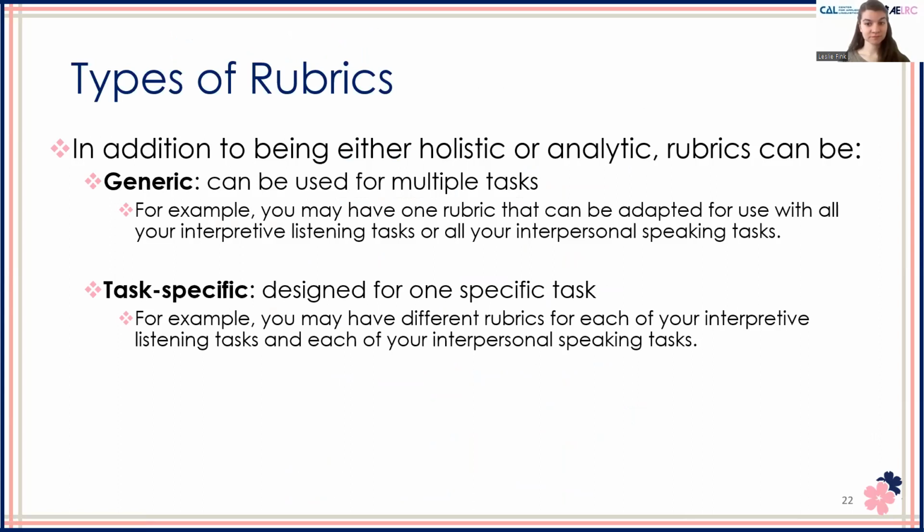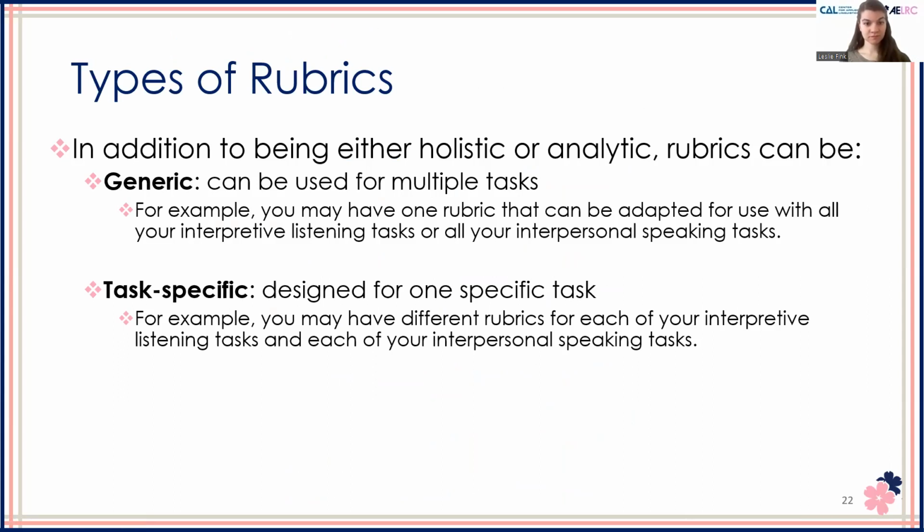Now let's talk about 2 more types of rubrics. So in addition to being holistic or analytic, rubrics can also be generic or task specific. So a generic rubric can be used for multiple tasks. For example, you may have one rubric that can be adapted for use with all your interpretive listening tasks or all of your interpersonal signing tasks.